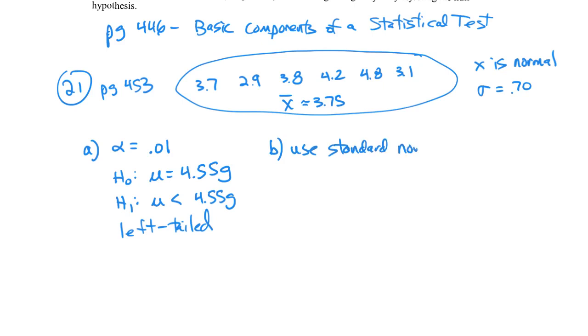Use the standard normal distribution because we're sampling from a normal distribution and we know sigma. Just like 7.1, when we know sigma and we're sampling from a normal distribution or we have a sample size of 30 or more, we're going to use standard normal. Z-scores, right? Standard normal means we're using Z-scores.